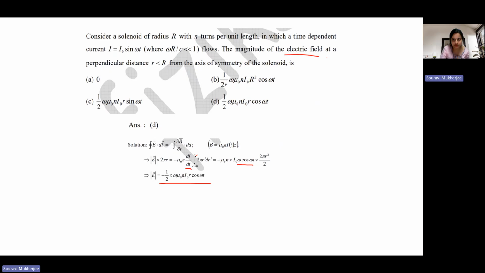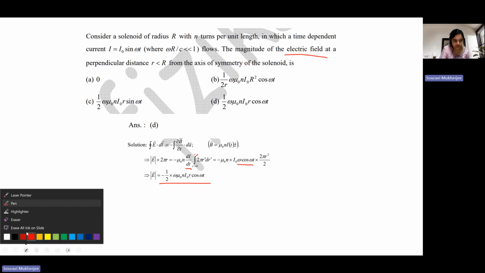and the magnitude of this is the magnitude of the induced electric field. Okay, so if it was asked somewhere outside, then as you can understand, the field outside is zero. So the induced electric field is inside the solenoid.